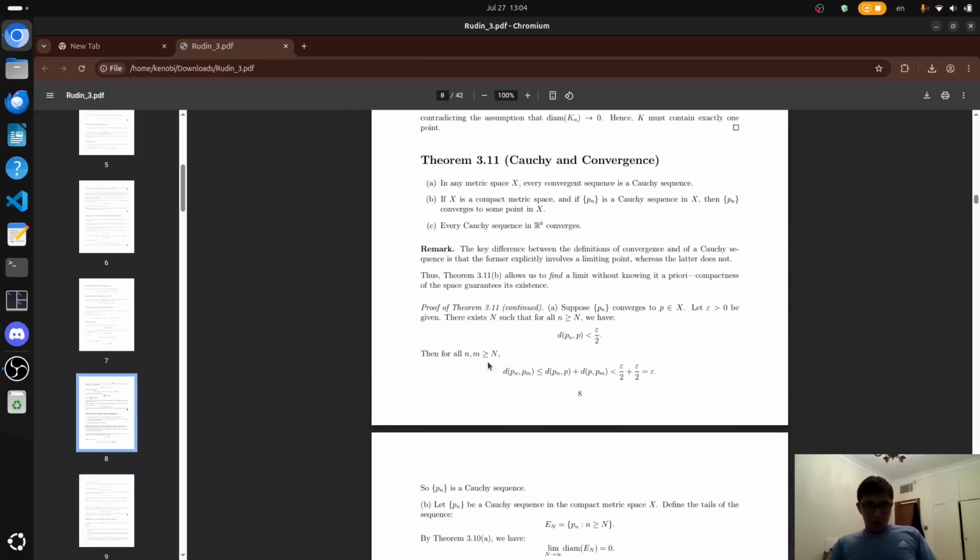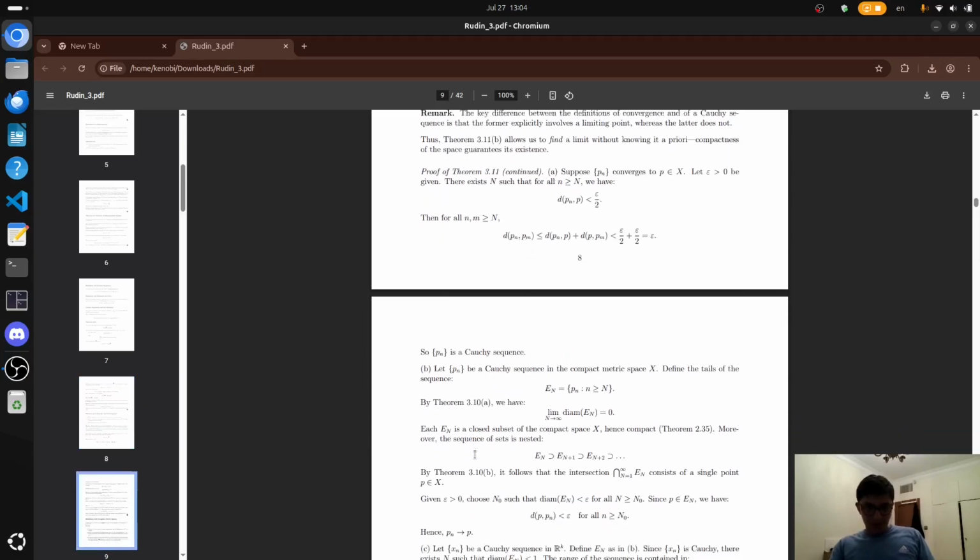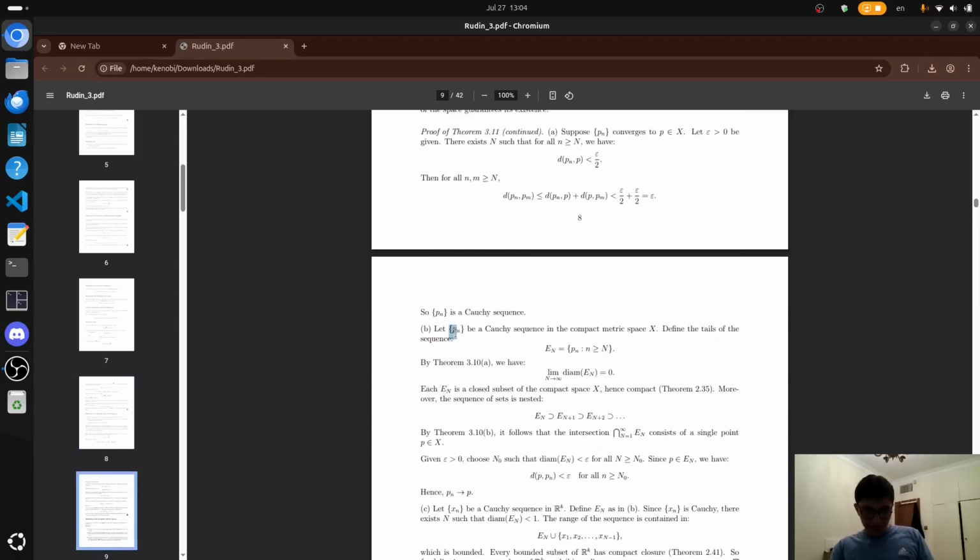Okay, so if X is compact, we read this theorem, and we want to prove it now. Let P_n be a Cauchy sequence in the compact metric space X. Define the tails of the sequence E_N equals P_n, n greater than N. By theorem 3.10 we have the limit as N goes to infinity of the diameter of E_N equals 0, because that's what we just proved right now.